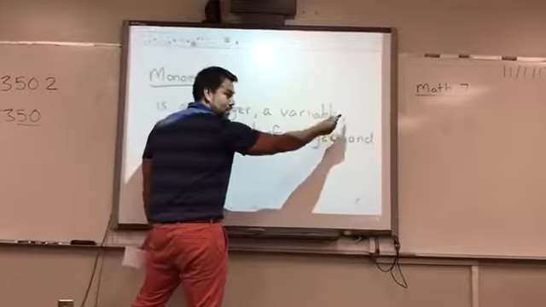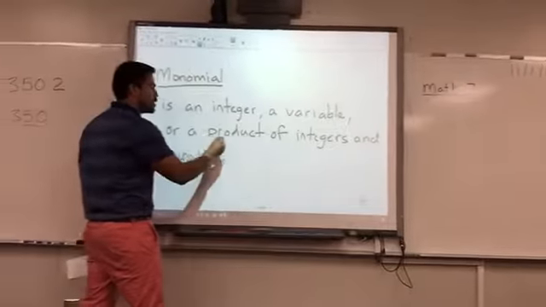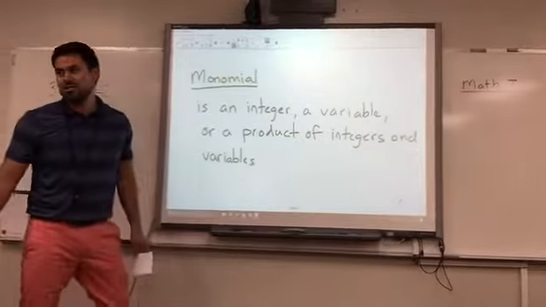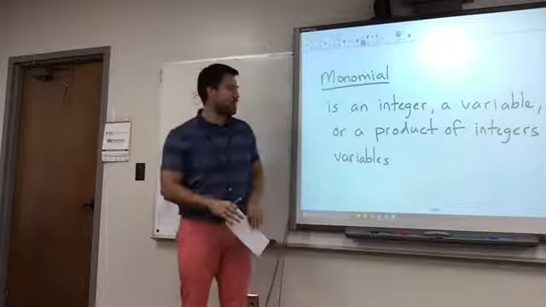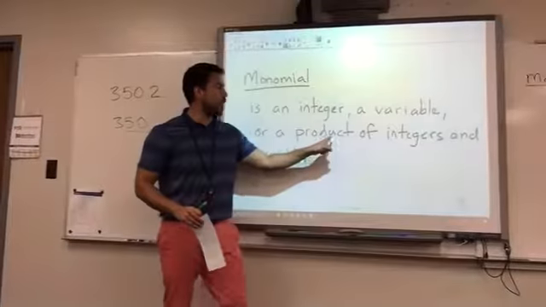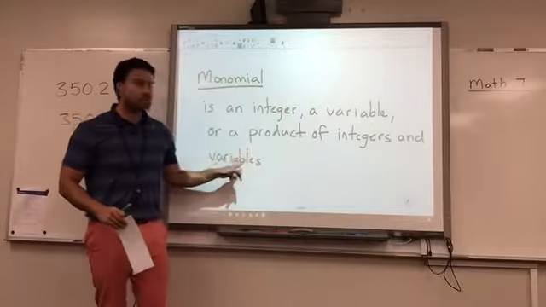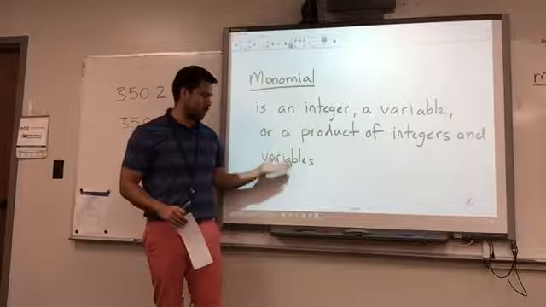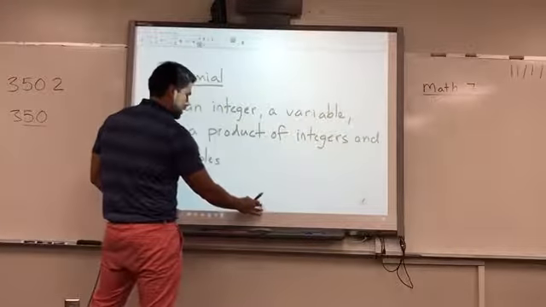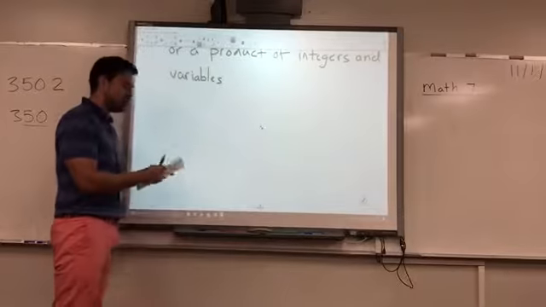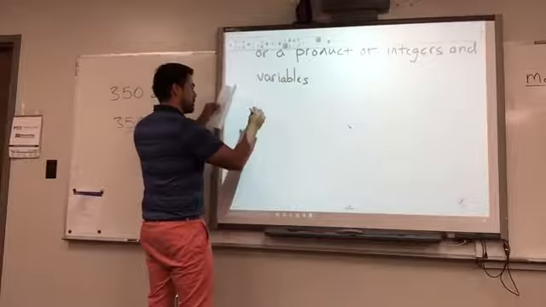You've seen variables, I hope. And then, does anyone know what the word product means, Josh? Product is the answer to a multiplication. Very nice. So a monomial is a multiplication problem with integers and variables, or integers or variables. Here I'm going to give you some examples of what a monomial is. Mr. A, isn't everything a monomial? No. Here are some examples.